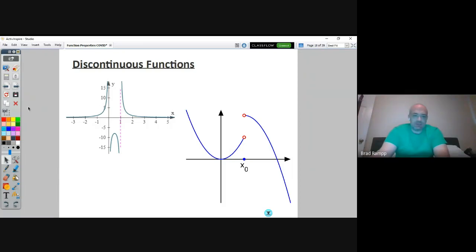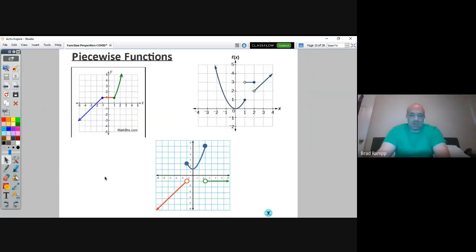So that's how you can tell if it's discontinuous or not. Piecewise functions are functions that are made up of several different families of functions. Like this one here is made up of 3 different linear families. All right, this is a line, that's also a line, but it's not one continuous line, so it's not a single function, it's many.